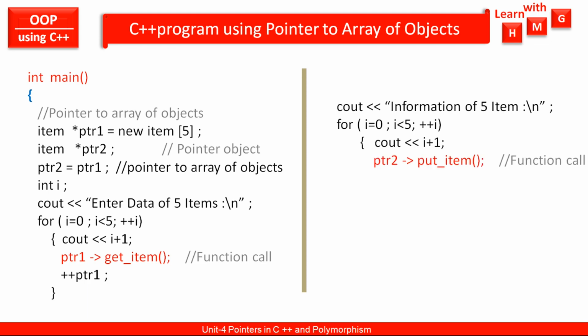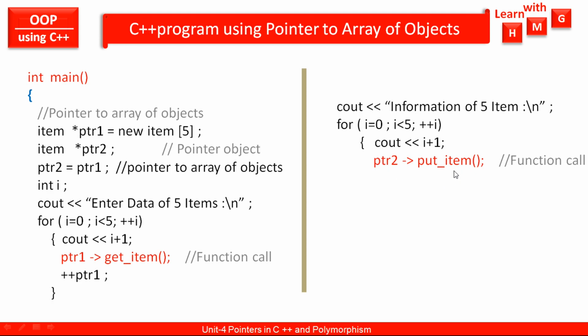Then I will display the values of data items by calling the putitem member function using pointer 2 and the arrow operator. Now here I am not using pointer 1 because pointer 1 is pointing to the last element at the end of the previous loop, and I have to start again from the 0 element. So my second pointer is still pointing at the 0 element, so I will make use of pointer 2 to call the function putitem.